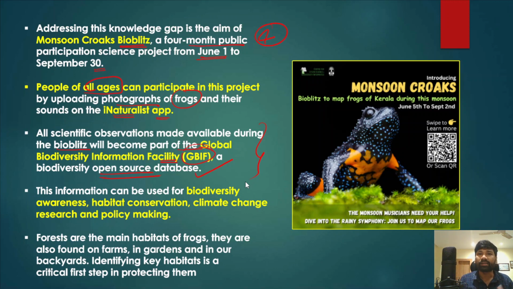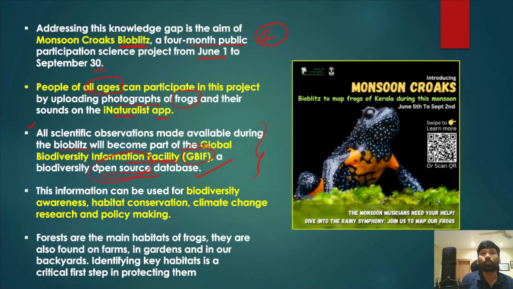So when we have understood the existence, the habitat and the survival patterns of these frogs, we will also understand the impact of climate change on the environment and other species. So therefore it is very important, and all the information which is gathered through this Monsoon Croaks BioBlitz will be part of the Global Biodiversity Information Facility.